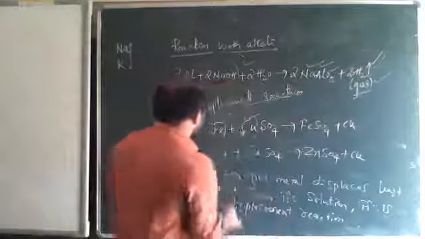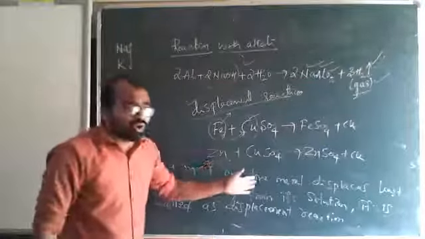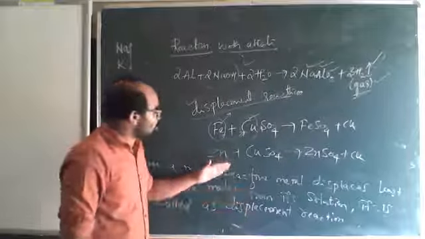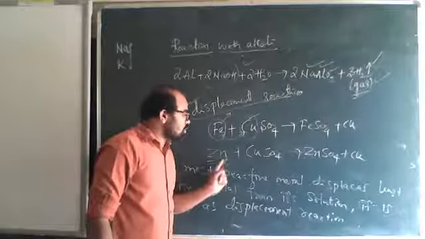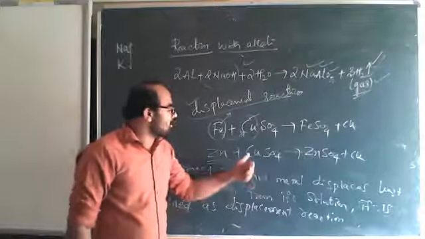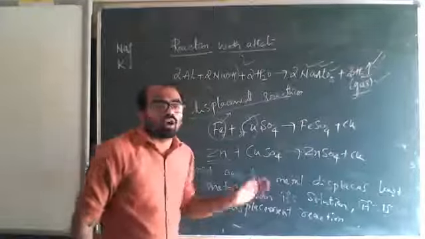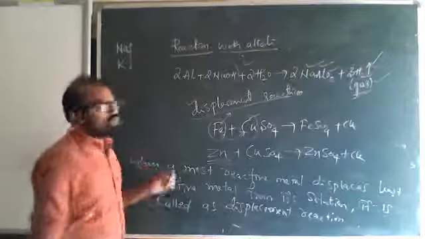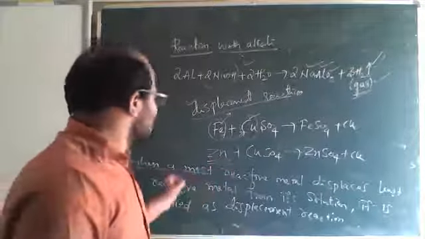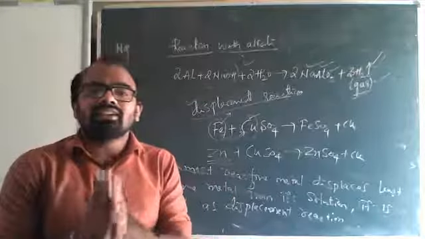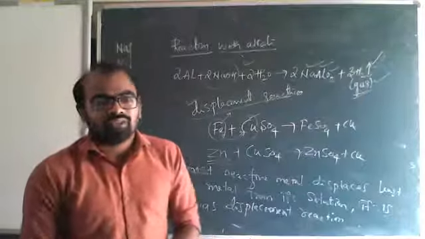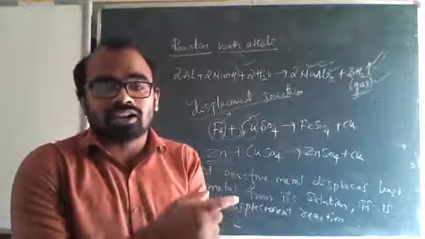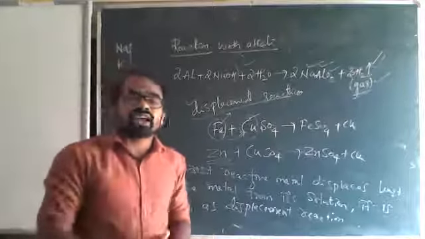So this is Cu, that means copper. Similar thing if you take zinc. Zinc is also more reactive compared to copper. So what happens? Zinc also displaces copper from its solution, copper sulfate. Here also copper sulfate. So, when a more reactive metal displaces a less reactive metal from its solution, it is called a displacement reaction. There is a displacement happening. One metal is displacing the other metal. So we call it a displacement reaction.